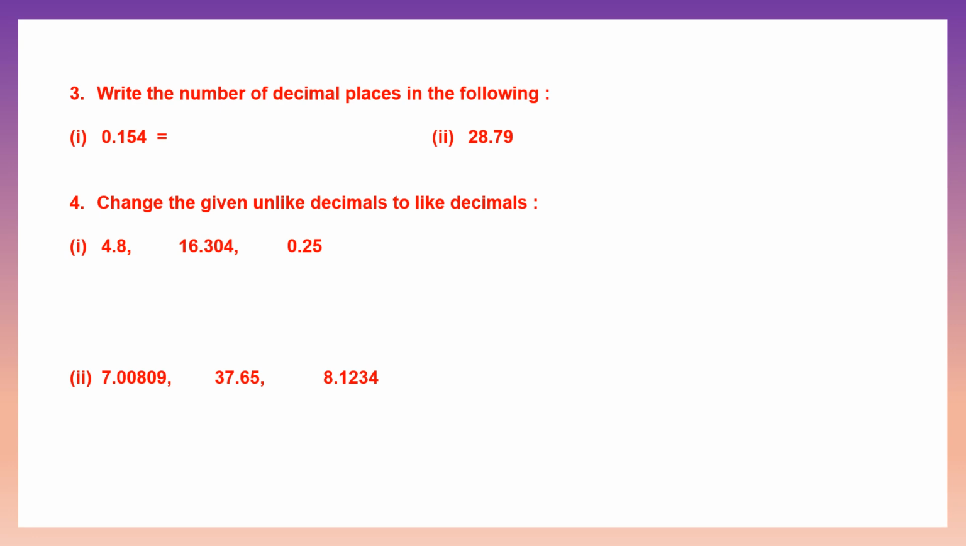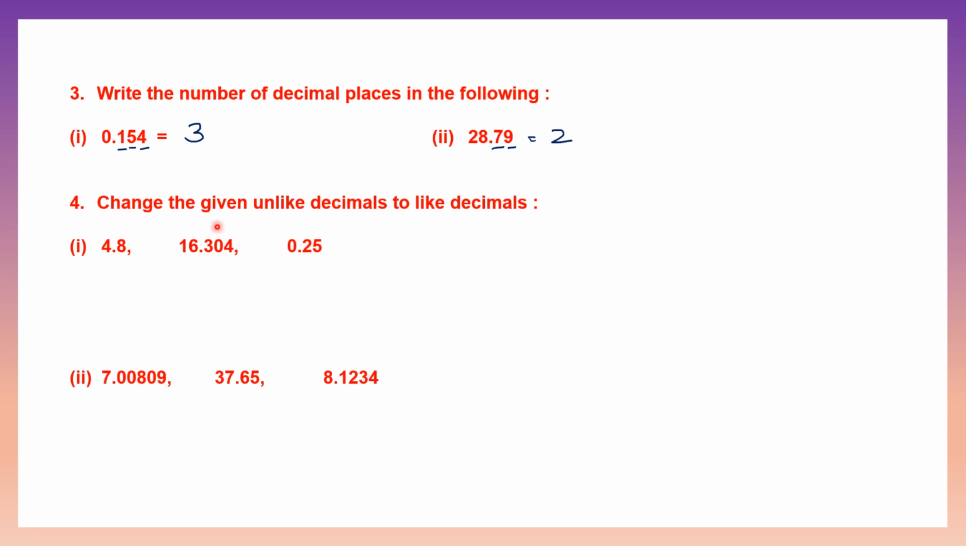Question 3. So work out all the questions and then check your answers with this. Question 3. Write the number of decimal places in the following. Decimal places is how many digits there are after the point. So here after the point we have 1, 2, 3. The answer is simply 3. So there are 3 decimal places. Now in question 2, 1, 2. There are 2 decimal places. So the answer is 2.